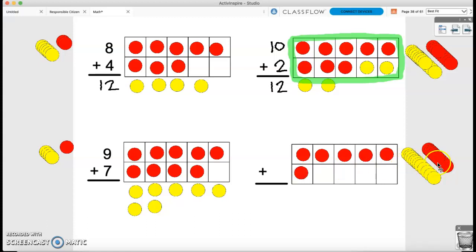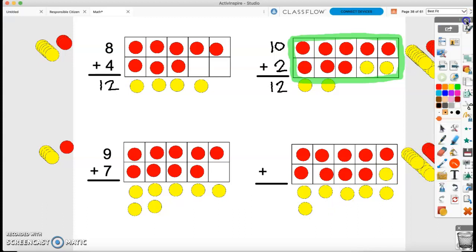And then 6, 7, 8, 9. I'm going to fill it up with 9, but this time when I do my 7, I'm going to start in that empty space to make a 10. So 1, 2, 3, 4, 5, 6, 7.